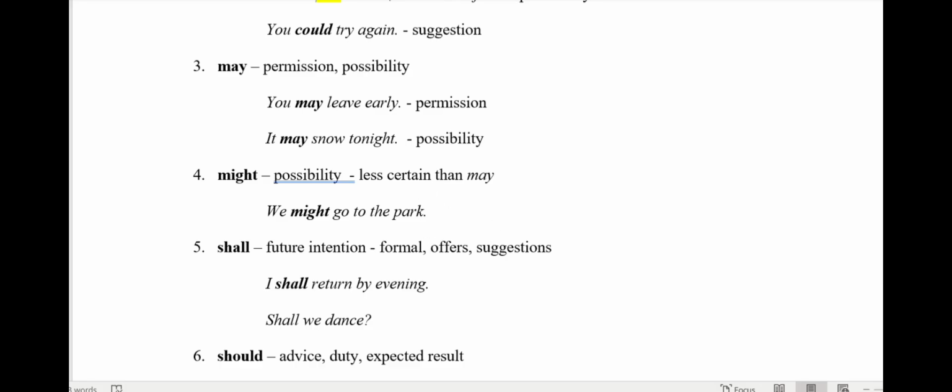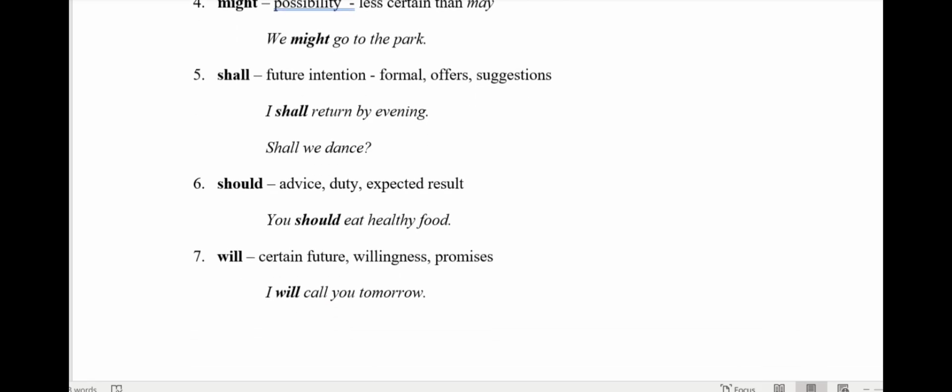Okay. The following fifth word is shall. Shall speaks about pure intention. Formal usage it is, and it is also used for offering or giving suggestions. So: I shall return by evening. This is the small offer you have made, a pure intention that you are surely returning by evening. Similarly, if you have something to offer, that is to ask, then you say, shall we dance? Okay. The sixth one is should.